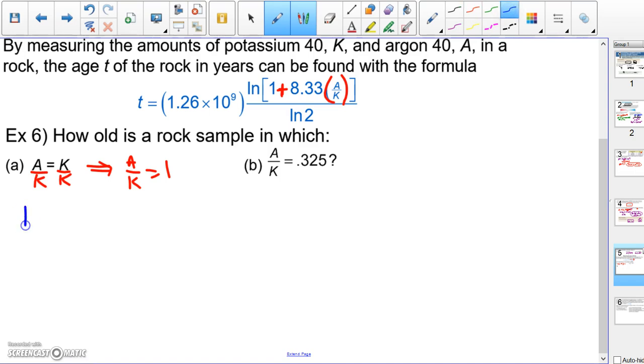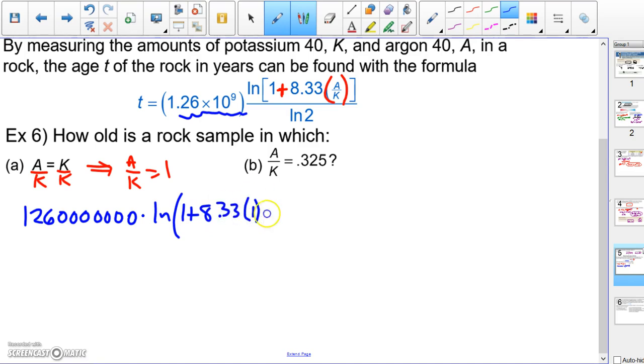So we've got 1.26 times 10 to the 9th. So that's 126 with 7 zeros behind it. I would move the decimal 1, 2, 9 times, which is going to end up putting 7 zeros behind it. Times natural log of 1 plus 8.33 times 1, all over natural log of 2.